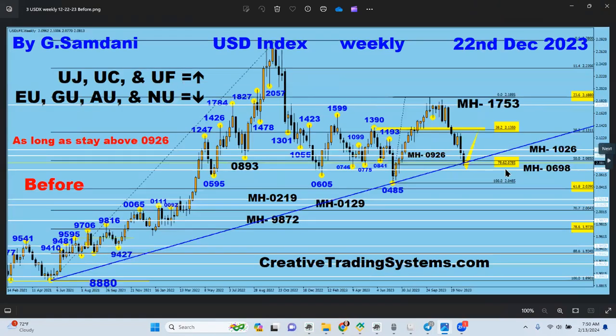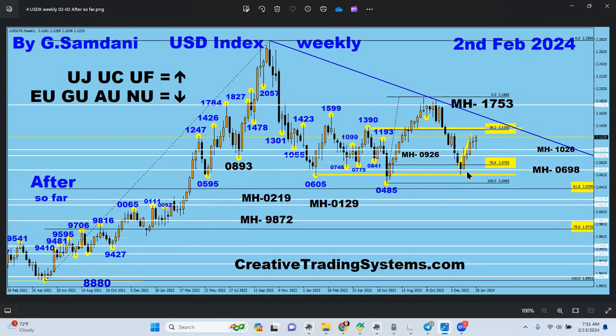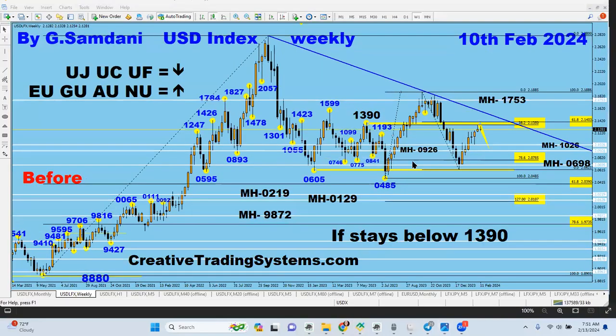So we came down from right there, straight down to right there. I made this chart when we were just above 0698. So I said, okay, somewhere there, we're going to make the turn and go to 1390, right? So look what happened here. We came down, we touched that 0698. In fact, we went down a little bit more to this 0635, 0605. And then we start to go up, and this is where we were on February 2nd, and currently, this is where we are now.